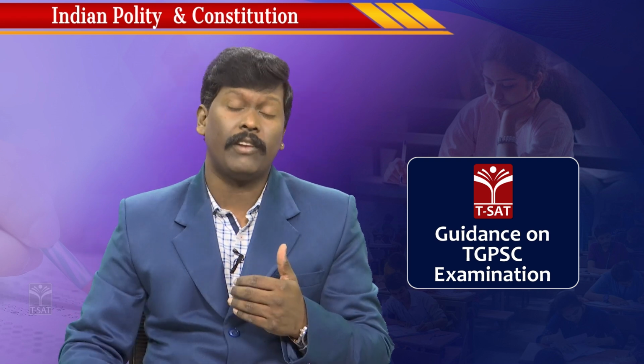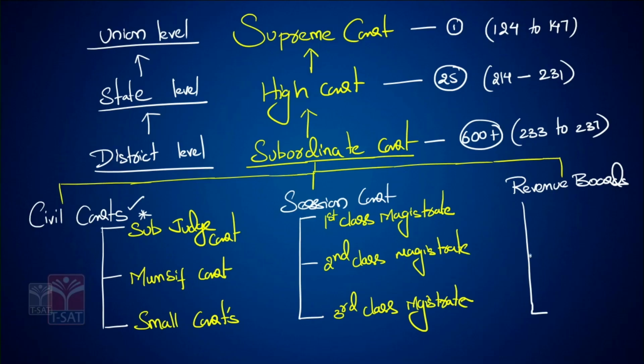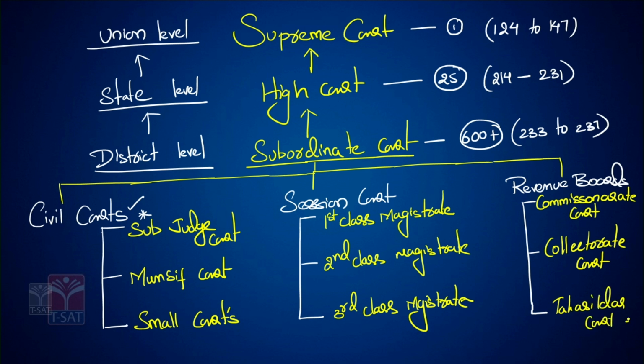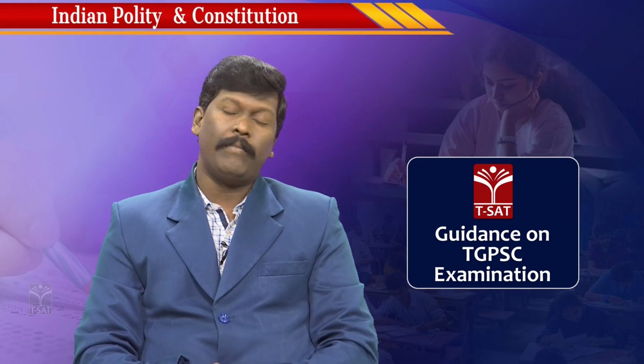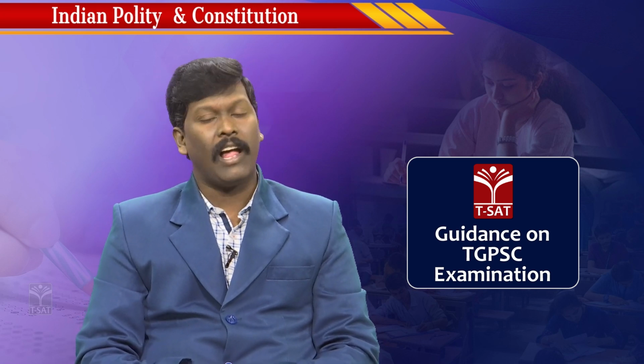The revenue boards, which are linked to tax related matters, are also divided into 3 hierarchies. The first one is the commissionerate court. The second one is the collectorate court. And the third one is the Tahsildar court, your MRO. So this is the entire hierarchy of the courts in India. We have an apex court at the central level, an apex court at the state level, and an apex court at the district level. Below the district level, we have court structures as decided by the state government as well as the high court.